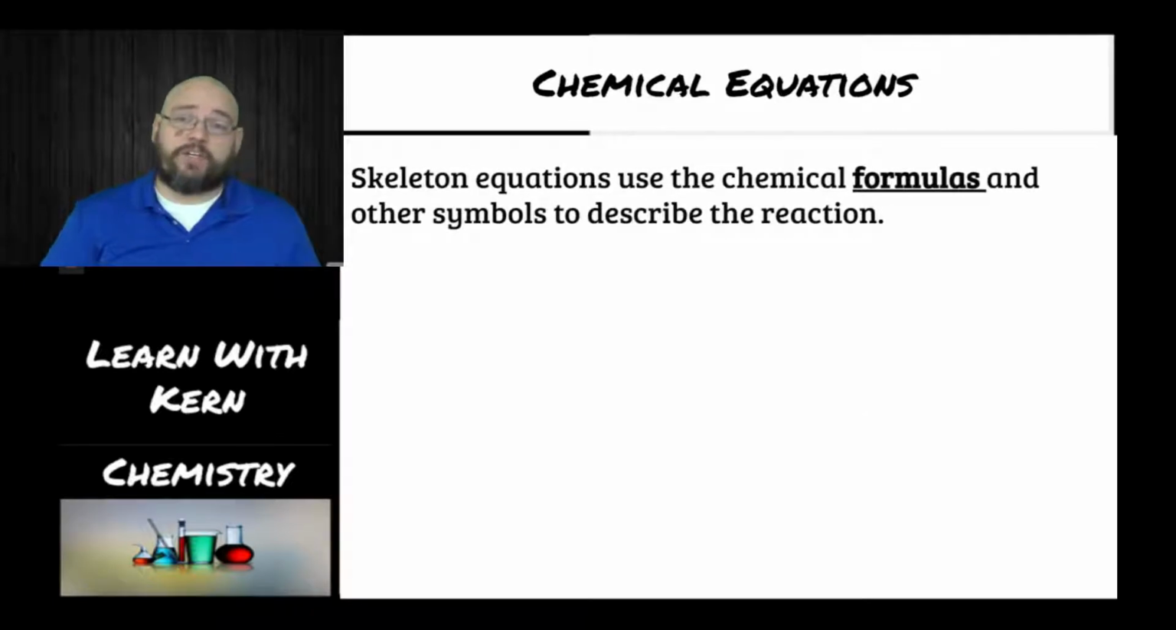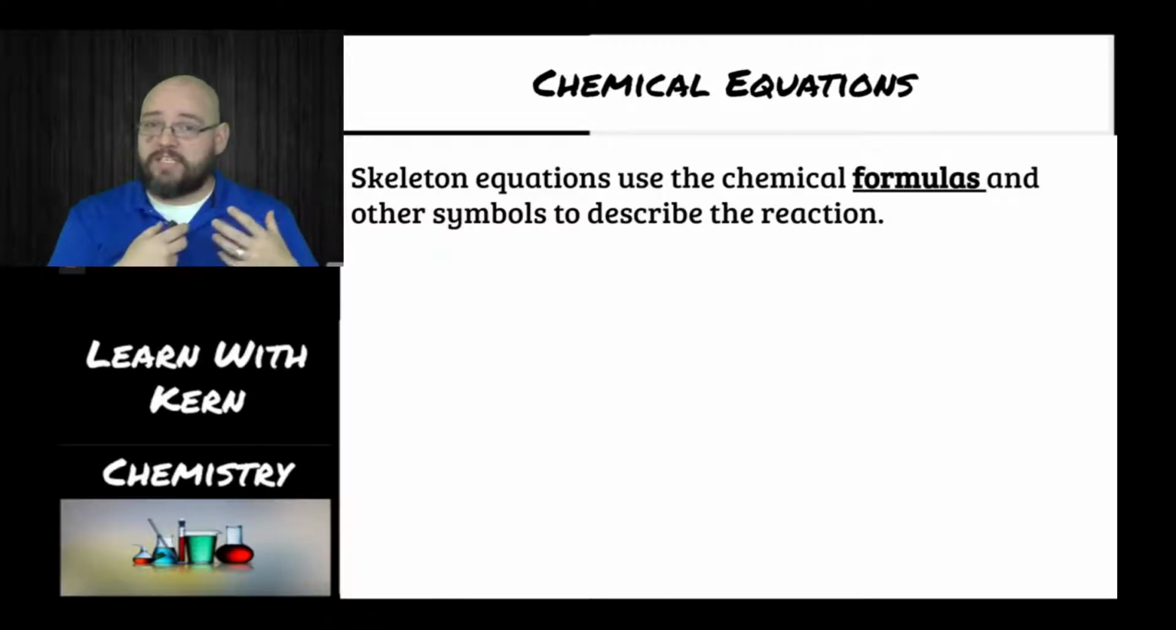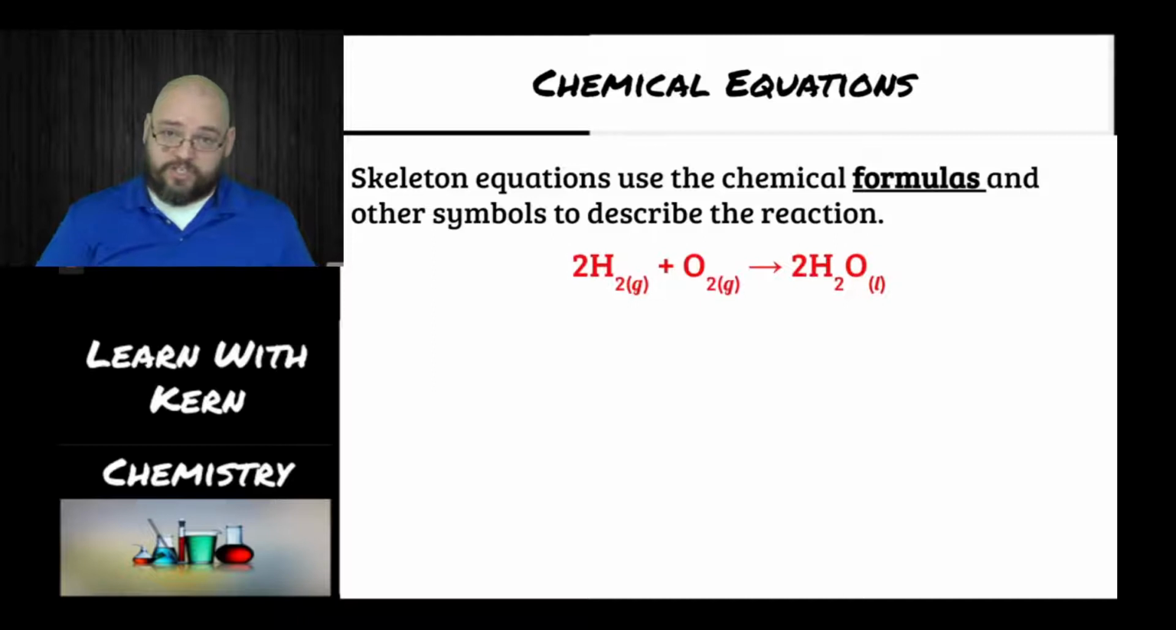A skeleton equation uses chemical formulas instead of names, and other symbols, to describe the reaction. So it uses the formulas and symbols instead of words. For the same reaction that we just had: 2H2(g) + O2(g) → 2H2O(l). The way I would read this is H2 plus O2 yields 2H2O.